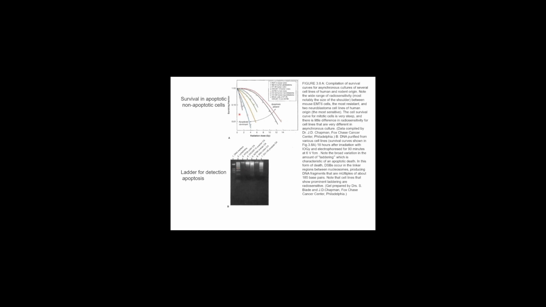But there was a group that did, Don Chapman at Fox Chase. He looked at log of the surviving fraction against radiation dose, looked at survival fractions with apoptosis as a dominant means of cell death versus an absent means of cell death in a variety of different cell lines. And you can see these survival curves where apoptosis was absent, the cells are a little bit more radioresistant.